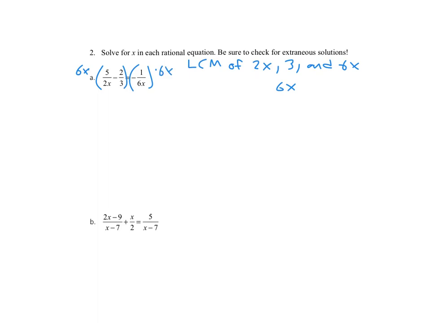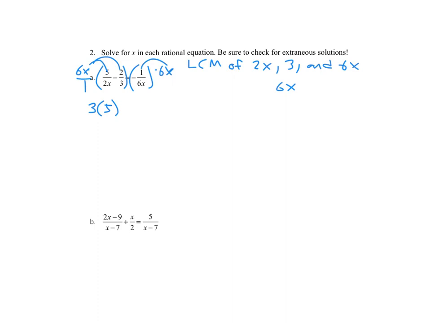And when I do that, I should be able to cancel out those denominators. Now I have to distribute to all the terms. So first I'm going to do 6x times 5 over 2x. And remember, this is like 6x over 1. And I can divide 6x by 2x first and then multiply by 5. So 6x divided by 2x is 3, which I then multiply by 5.